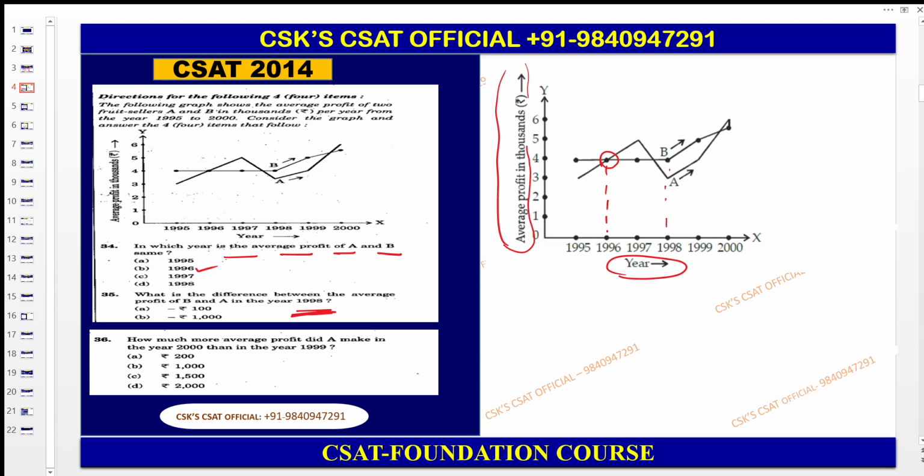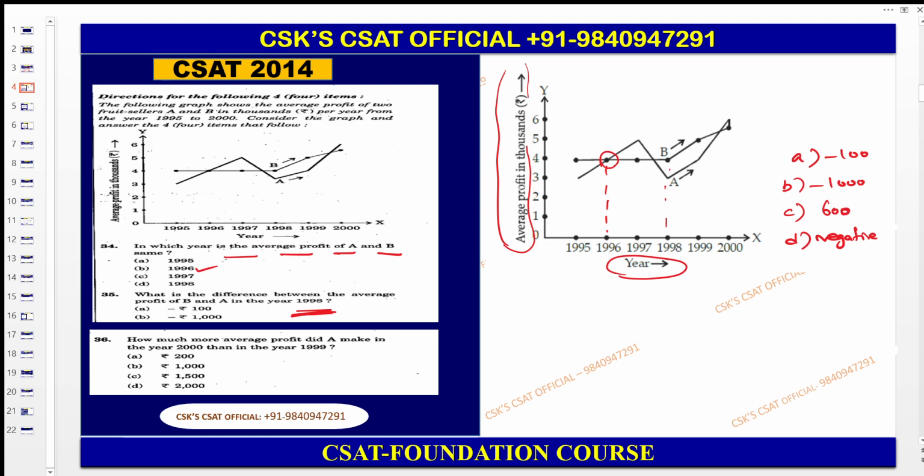So let me give you the full options, since a screenshot was added here. The options here are: one is minus 100, another one is minus 1000, another one is 6000. The D option is also negative. Sorry, this one is 600. Okay, the D option is negative.